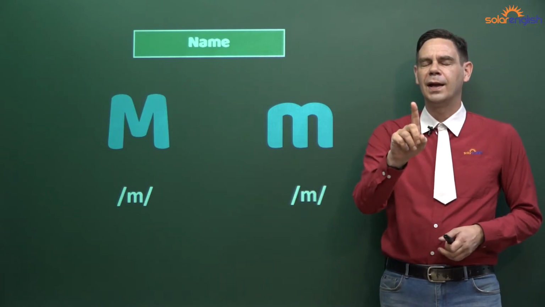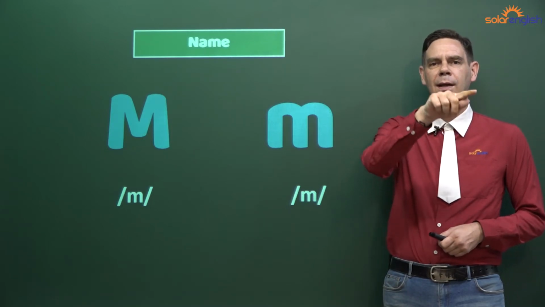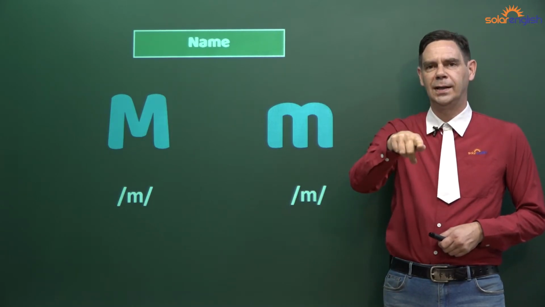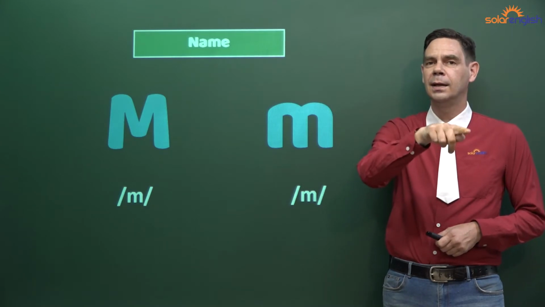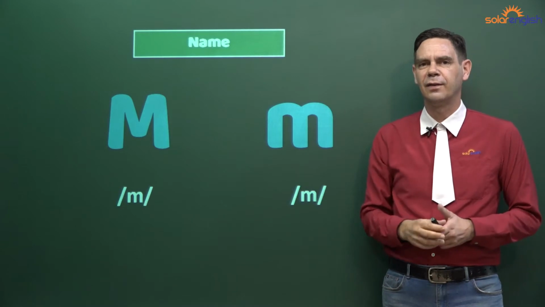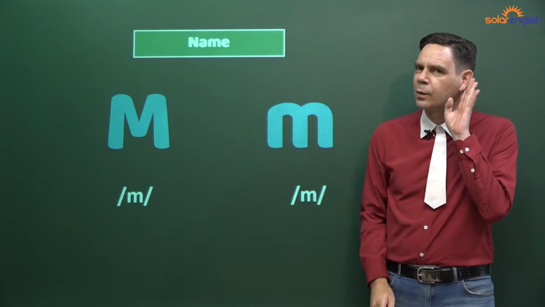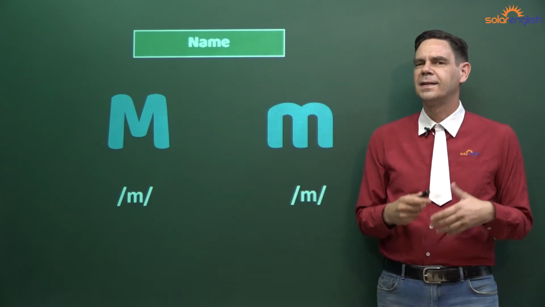Take your finger and trace on the screen small M. 1, 2, 3. Excellent, everybody. That is M. What does it sound like? Who knows what it sounds like?